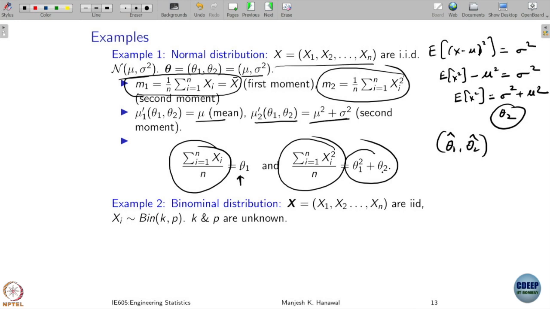Okay, now let's do a quick example for binomial distribution. Let's say I have this sample. First, I'm going to compute m1, which is summation of xi, i from 1 to n, times 1 by n. And now I'm going to calculate m2, which is 1 by n times summation of xi squared. Now, what is the true first moment?